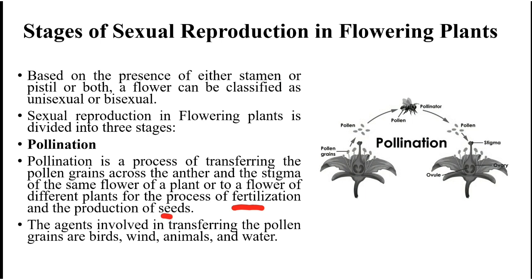So what is the ultimate aim of all these things? To produce flower and actually to produce seed for the next generation. The agents involved in transferring the pollen grain: sometimes birds are involved, sometimes wind is involved, and that case is called anemophily. Sometimes insects are involved, called entomophily. So we will discuss details about these agents and types of pollination in our pollination video.